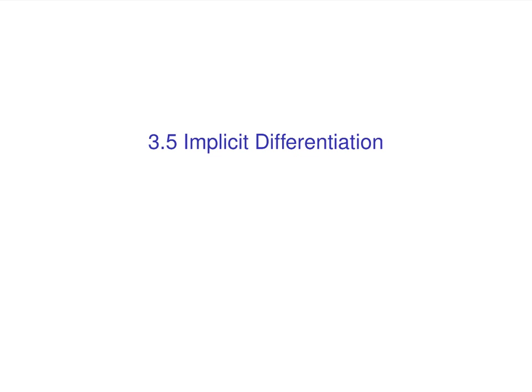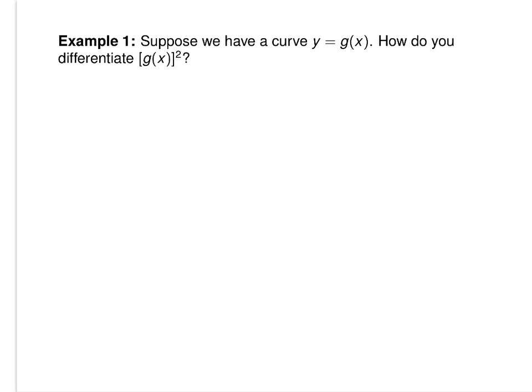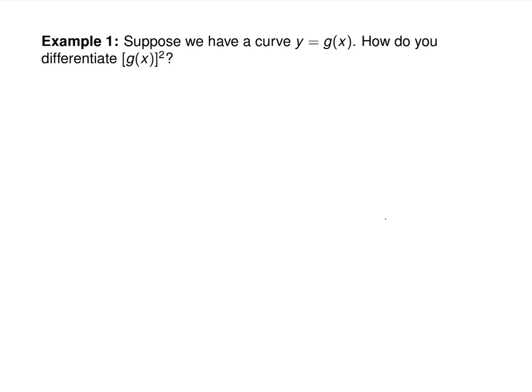Is something called implicit differentiation. Okay, so suppose you have a curve y equals g of x. How would you differentiate g of x squared? If I said take the derivative of g of x squared, what rule would you use?